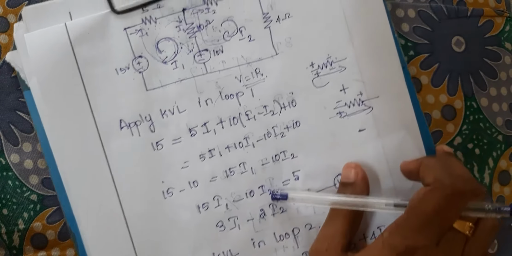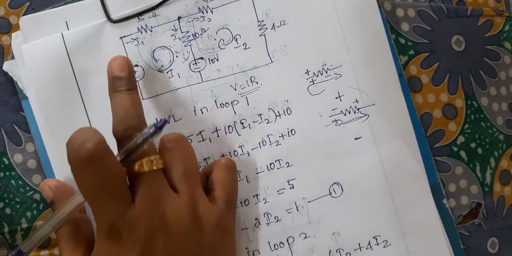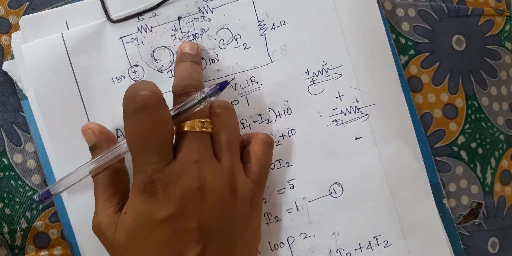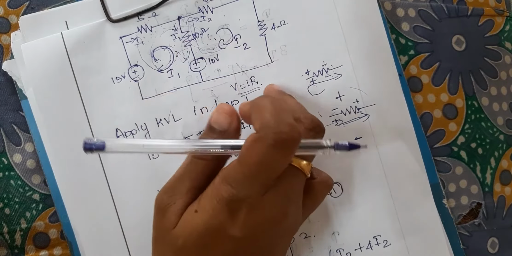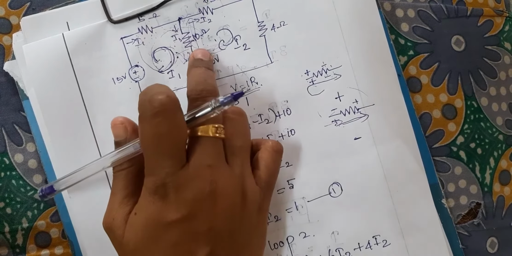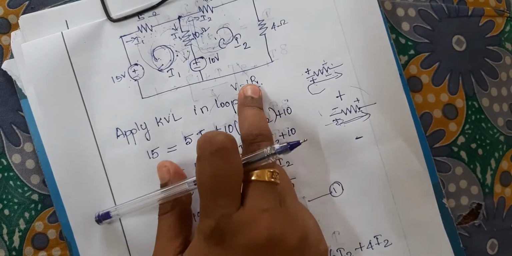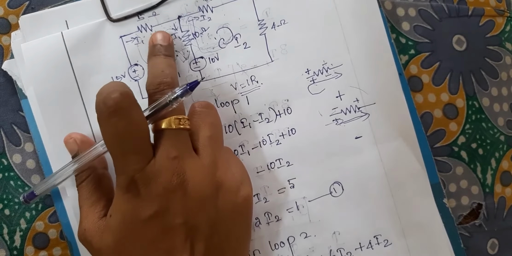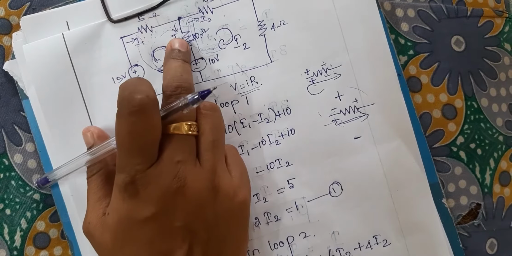Take loop 1. Here this is a voltage rise, plus to minus to plus, so 15. Normally the resistor has a voltage drop value. If they give the voltage value, you want to see the direction. We are taking this as the voltage drop. What is the voltage across the resistor? The formula is I into R. The current flowing along this resistor is I1, so I1 into 5.